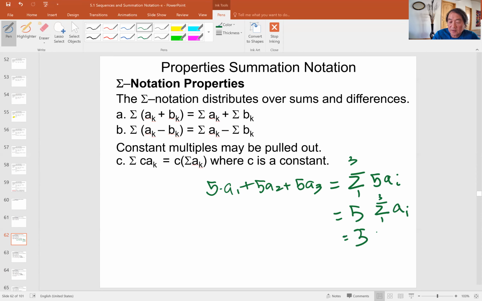In another way, you can just factor the 5 out: 5 times (1 plus 2 plus 3 ... plus 8). Okay, and that's what it says.